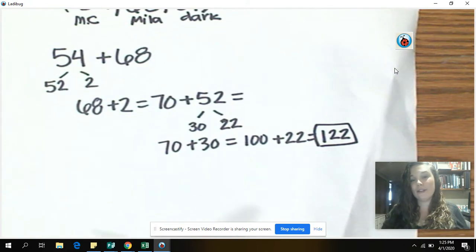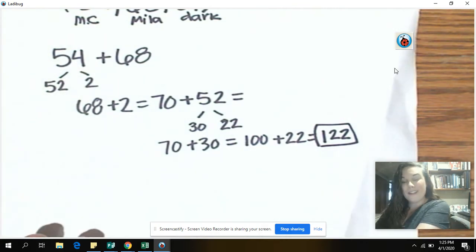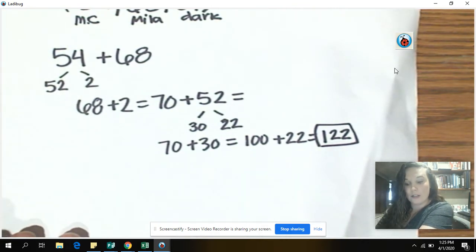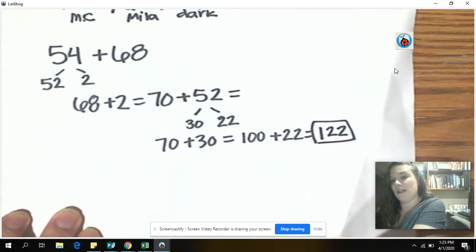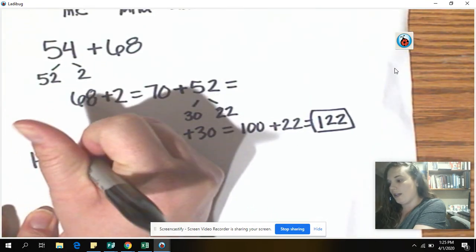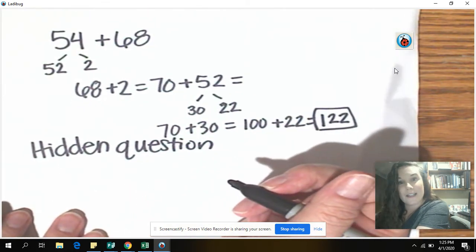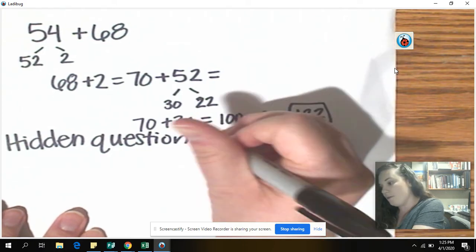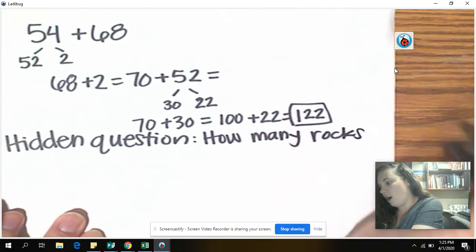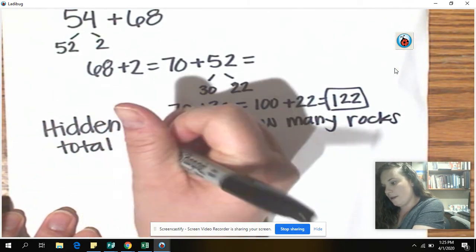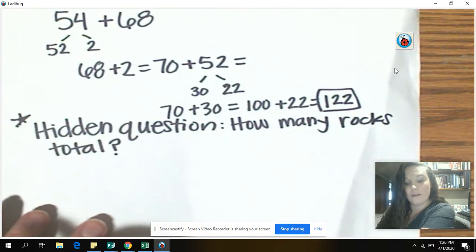Now, when it comes to multi-step problems, there's always a hidden question. And the hidden question in this one is, well, the second question wants to know how many are not dark rocks. But we need to know the total amount of rocks before we can do that. And that's what this number is here. So we do have a hidden question that is not actually asked in the word problem. The hidden question is, how many rocks total? We have to solve this first before we can solve the actual question of the word problem.